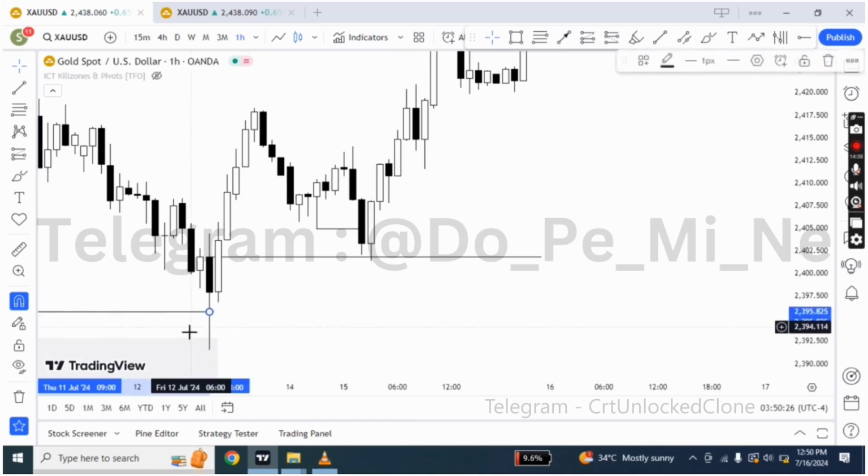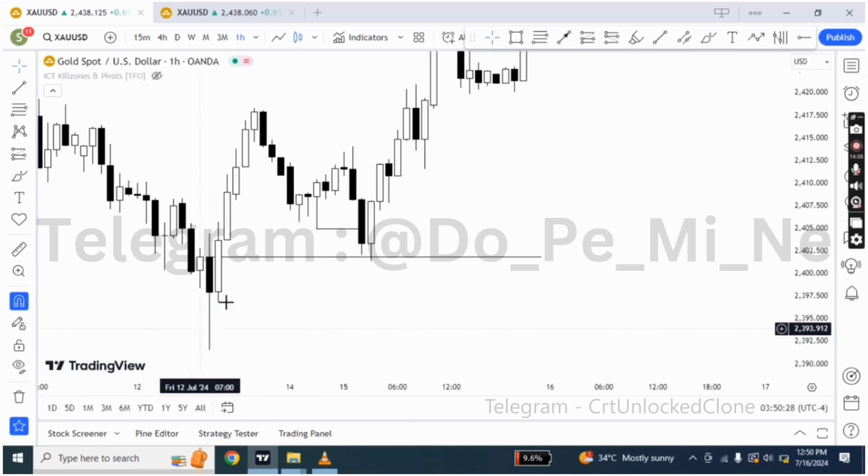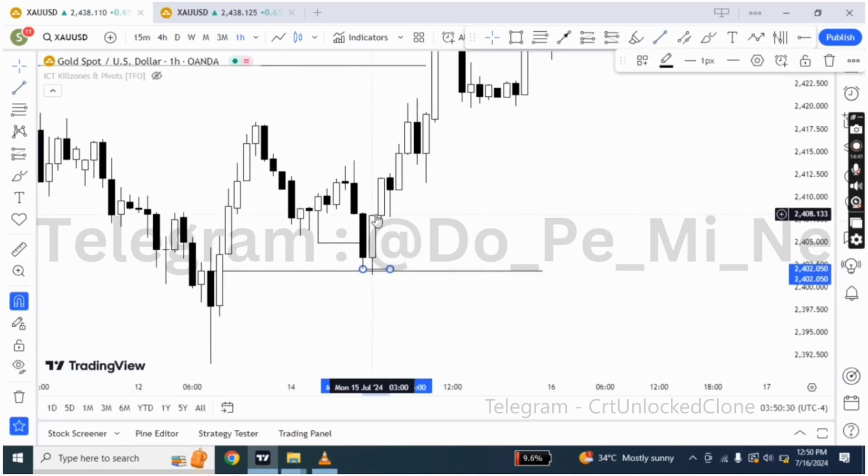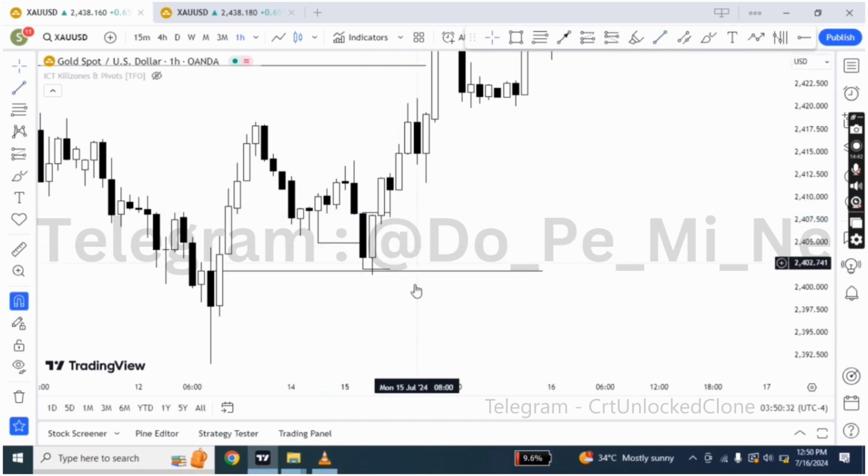So right here you can see that inside that 4-hour CRT we've got another 1-hour micro CRT, just above this key level, right? This 1-hour CRT was formed just above this key level in the form of an order block. So you can see we've refined the macro, larger 4-hour CRT down to a 1-hour CRT, and now we're going to use this refined CRT to find a trade idea.